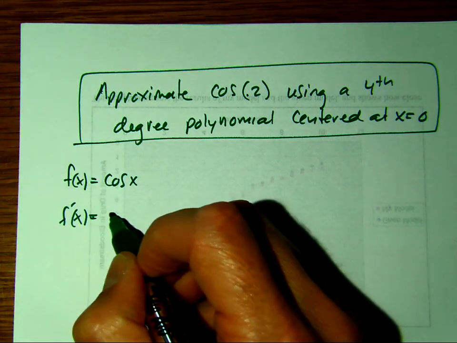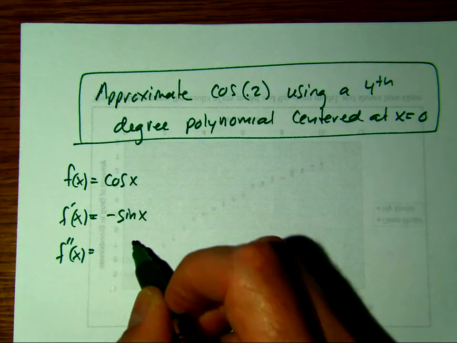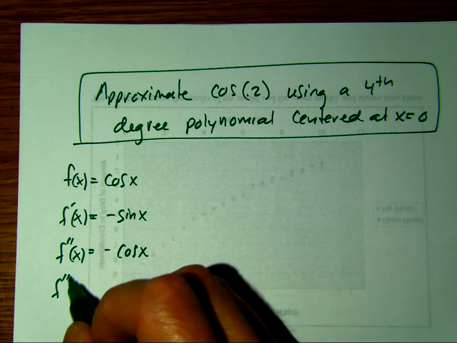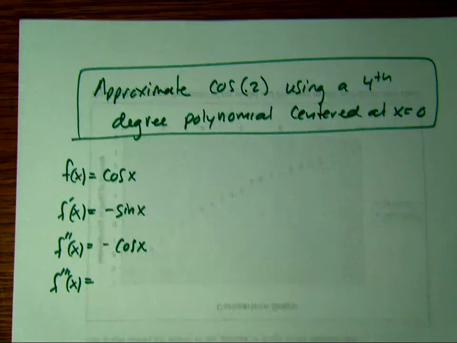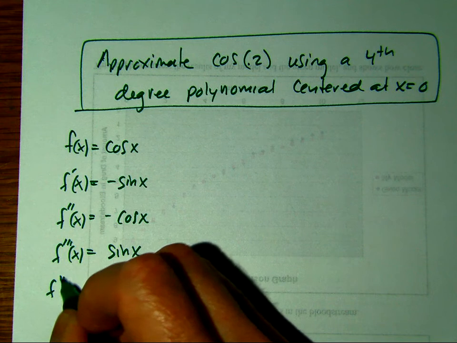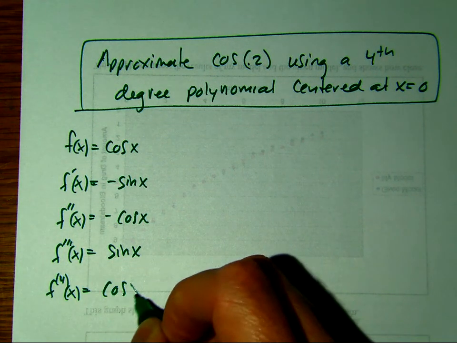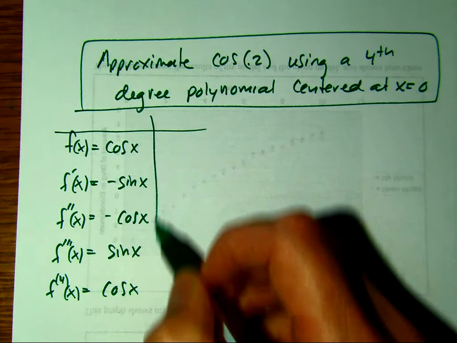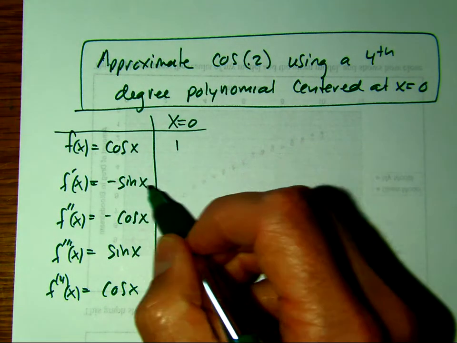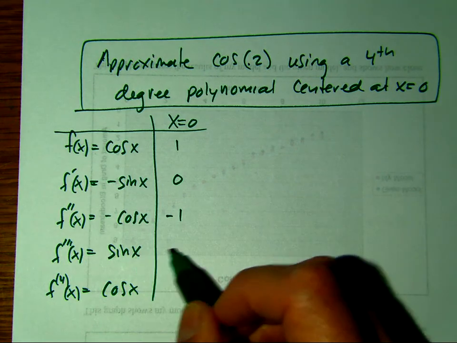The derivative of cosine is negative sine, the derivative of negative sine is negative cosine, and so on, cycling through sine and cosine. Then we want to evaluate it at 0: cosine of 0, sine of 0, cosine of 0, sine of 0, cosine of 0.